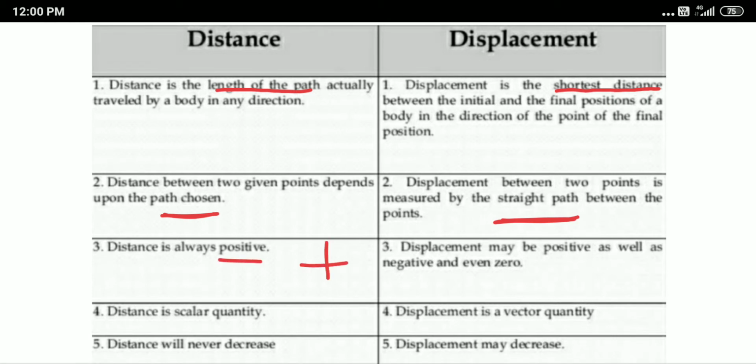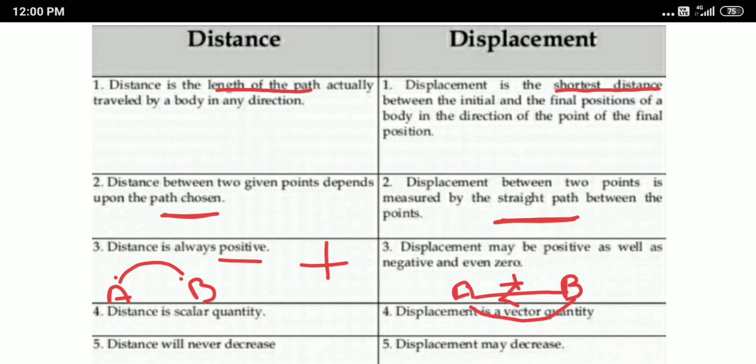Distance is always positive, because from A to B, whatever path we choose, we will cover some distance, so it will be more than 0. But displacement can be positive, negative and even 0. Suppose an object goes from A to B, so this will be positive displacement. If from B we reach A again, now the initial and final points become the same, which means displacement will become 0. But if we reach our initial point from the opposite direction, this will become negative displacement, because the final comes first and the initial comes later. So the direction of the initial and final positions is changing, so we can consider it a negative displacement. So here it is enough to understand that displacement can be positive, negative and even 0.